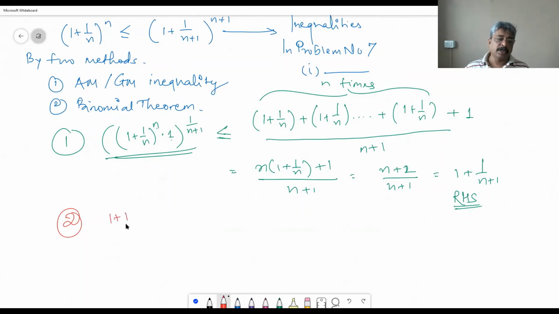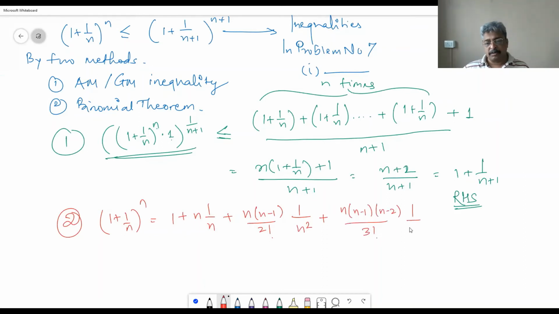(1 + 1/n)^n. If I write the binomial expansion of this, it is 1 + n times 1/n + n(n-1)/2! times 1/n^2 + n(n-1)(n-2)/3! times 1/n^3 + and so on.